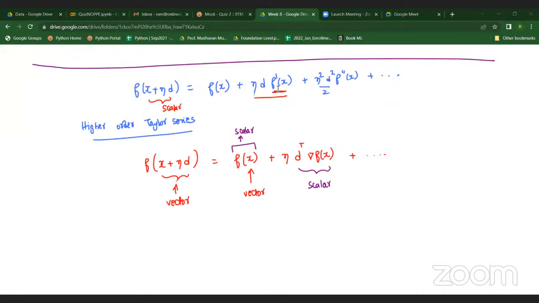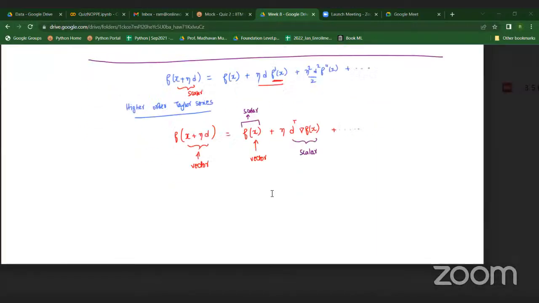Is this clear? Why are we having this d transpose del f of x? Because d transpose del f of x gives us a scalar. This is similar to having two vectors a and b, and then we do a transpose b to get a scalar. It's the same thing.